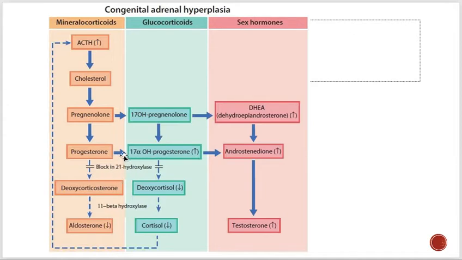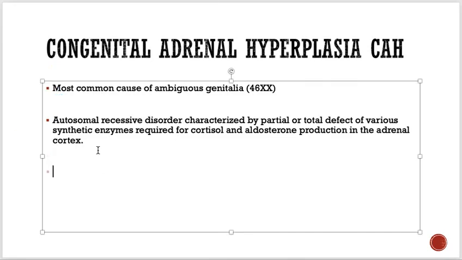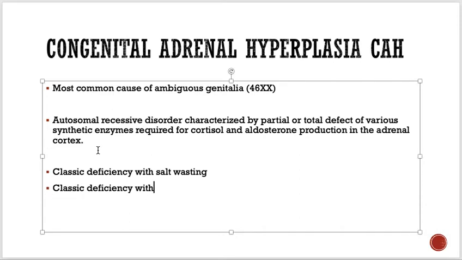Now, whenever it is due to 21 hydroxylase deficiency, we classify them as classic deficiency with salt wasting. I will explain what this is. The other one we call classic deficiency without salt wasting. You will understand what it means. And then there is a non-classic one as well, non-classic congenital adrenal hyperplasia.